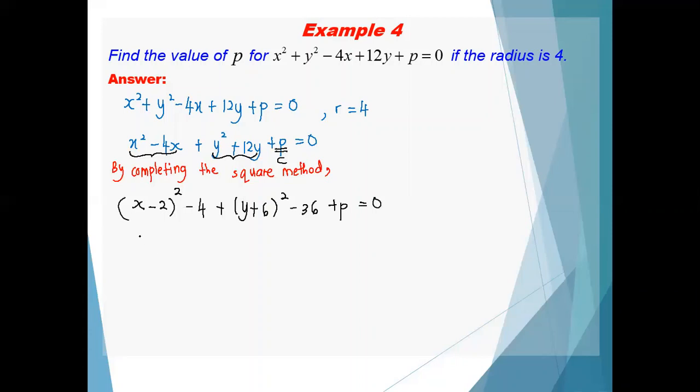Okay, plus p equal to 0. So dia akan jadi x minus 2 square plus y plus 6 square, okay, equal to what? Equal to negative 4 minus 36. Negative 40 plus p. So bawa, bring to your right, so akan jadi 40 minus p. Okay, so what's next? Kita compare dengan this one.